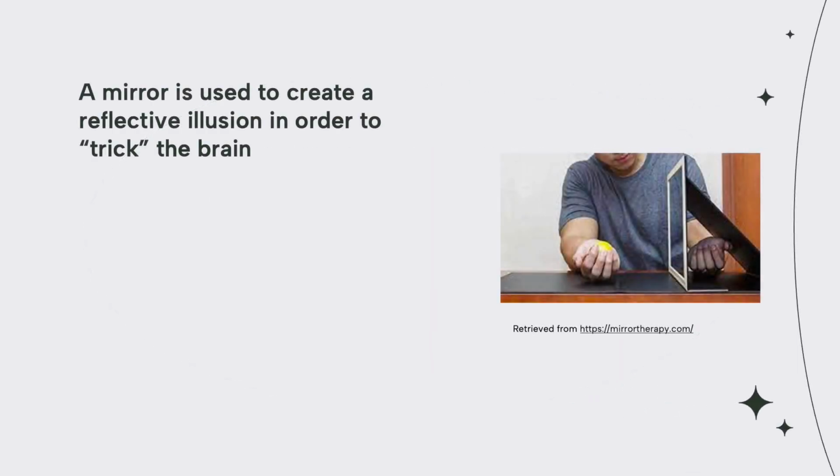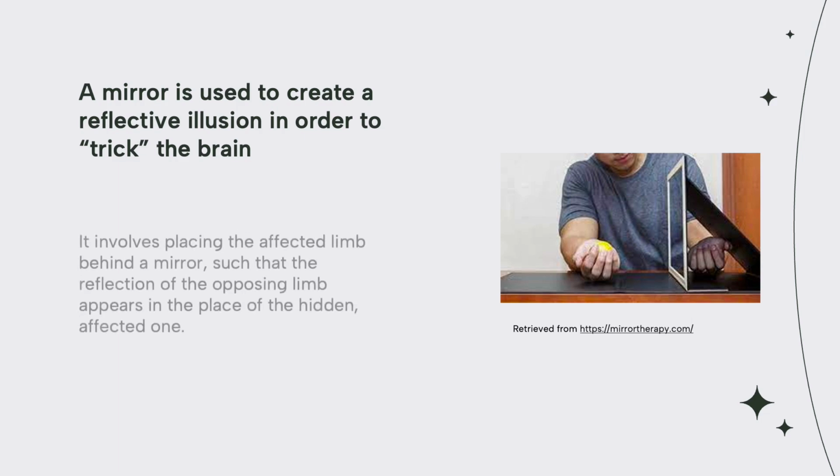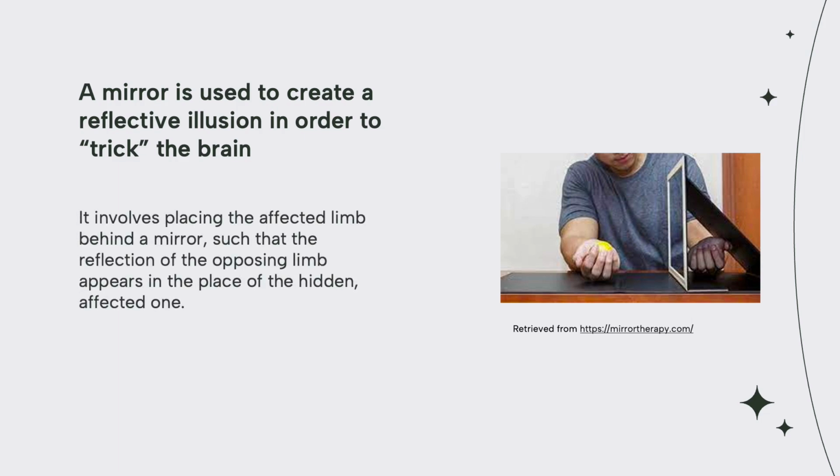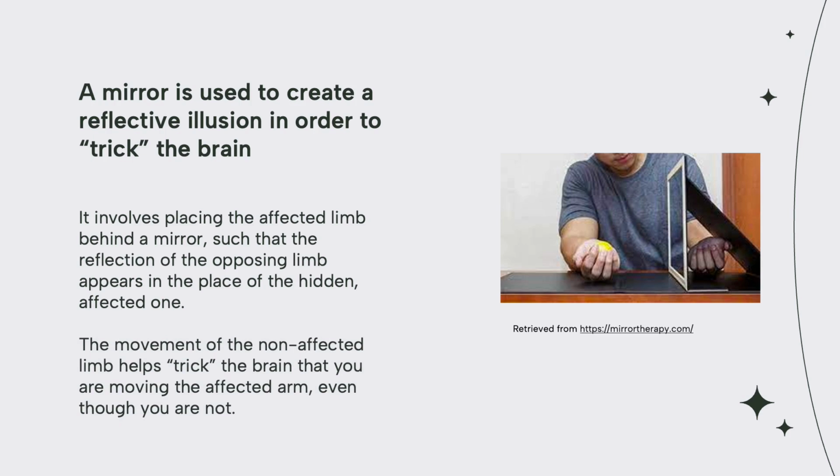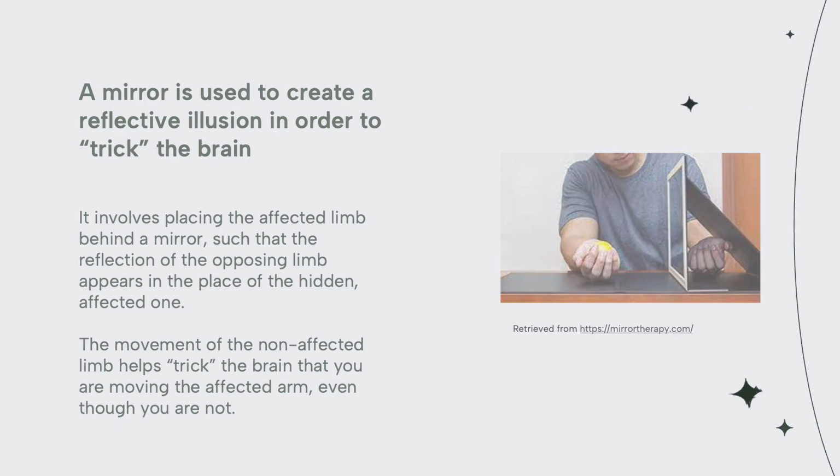In mirror therapy, a mirror is used to create a reflective illusion of an affected limb in order to trick the brain into thinking movement has occurred without pain, or to create a positive visual feedback of the limb movement. It involves placing the affected limb behind a mirror, such that the reflection of the opposing limb appears in the place of the hidden and affected one. Then, the individual uses the non-affected arm to perform various arm and hand exercises while watching the reflection in the mirror. This helps trick the brain into thinking that you are moving your affected arm, even though you are not.